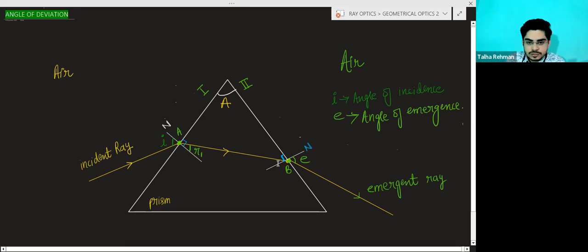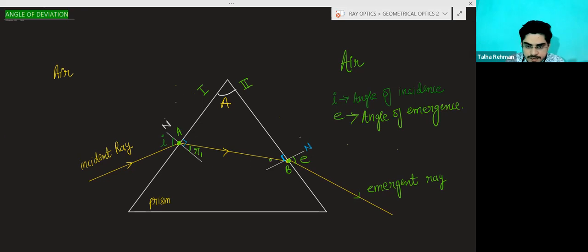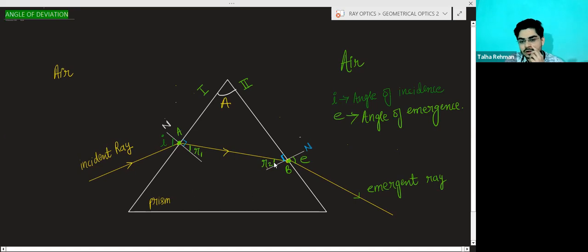Okay. Angle of emergence. Suppose this angle of incidence is R2. This is the angle of incidence for this surface. This is the angle of refraction for this surface. But this angle of refraction, we call it emergence, angle of emergence.